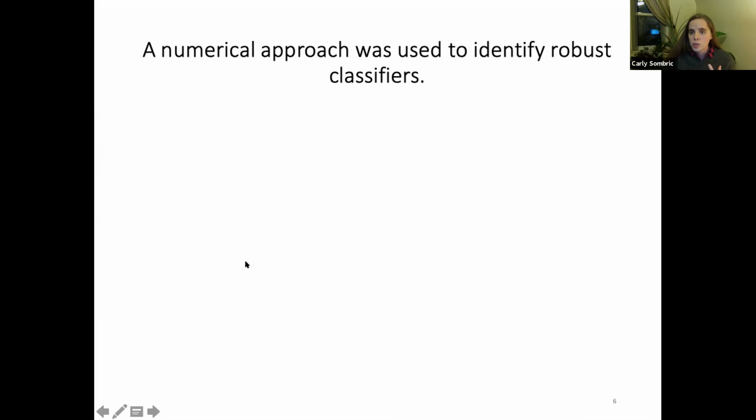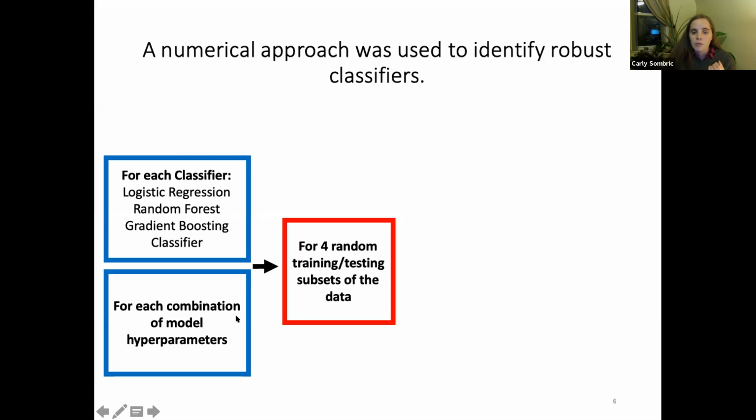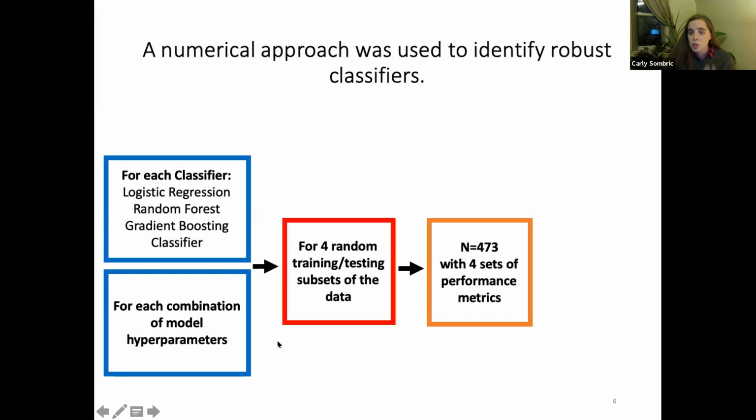All right, so then what is the approach I use? I use a numerical approach. So I take several different classifiers and hyperparameterizations of the features that control the classifier. So for example, how many nodes do I allow, or how deep do I let my random forest get? And then I have my training sets and testing set, and I actually break it up into 4 random training and testing sets for my data. And this results in about 500 unique models that are each trained on 4 sets of my training and testing data. And I have these 4 sets of performance metrics from that.